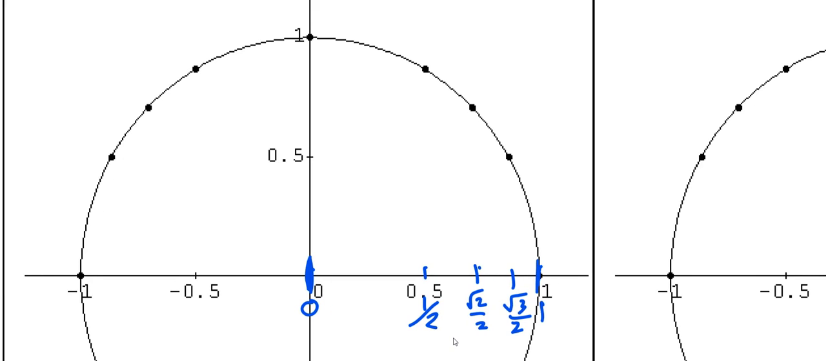What y value do you think I'm marking right now in purple? What y value at the top of the circle do you think I'm marking right now? 1. What's in the middle? 1/2. These other 2 marks that I'm putting down here are radical 2 over 2 and radical 3 over 2. Do you see that they go in increasing order?